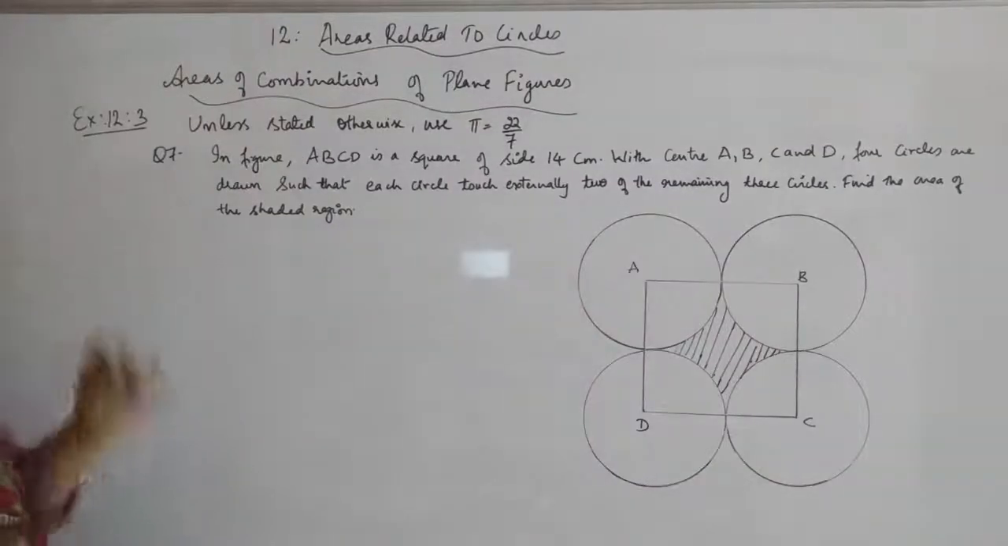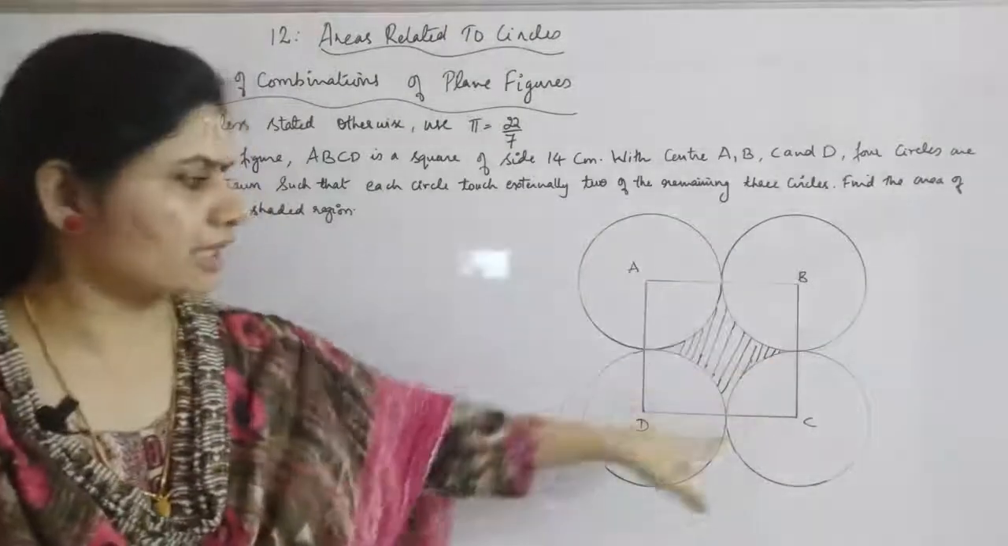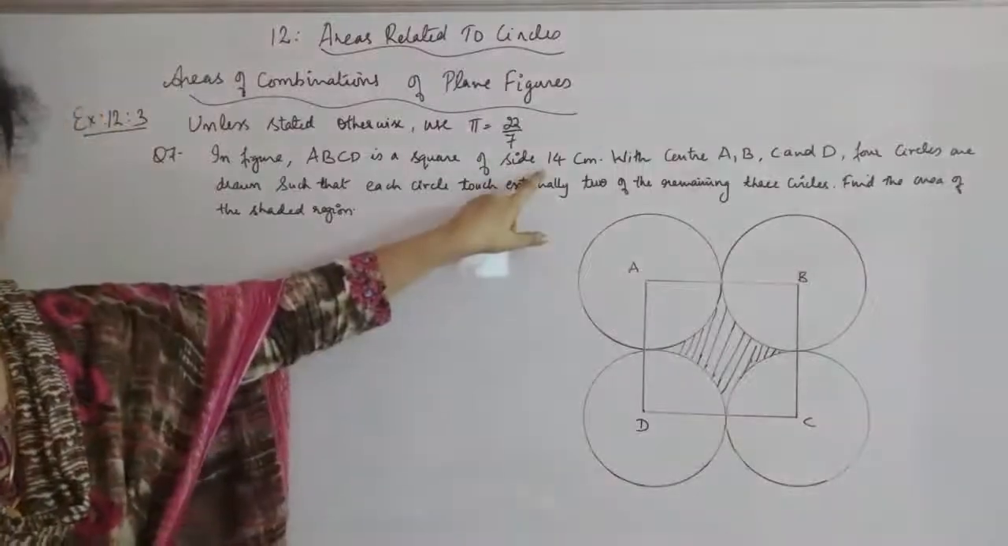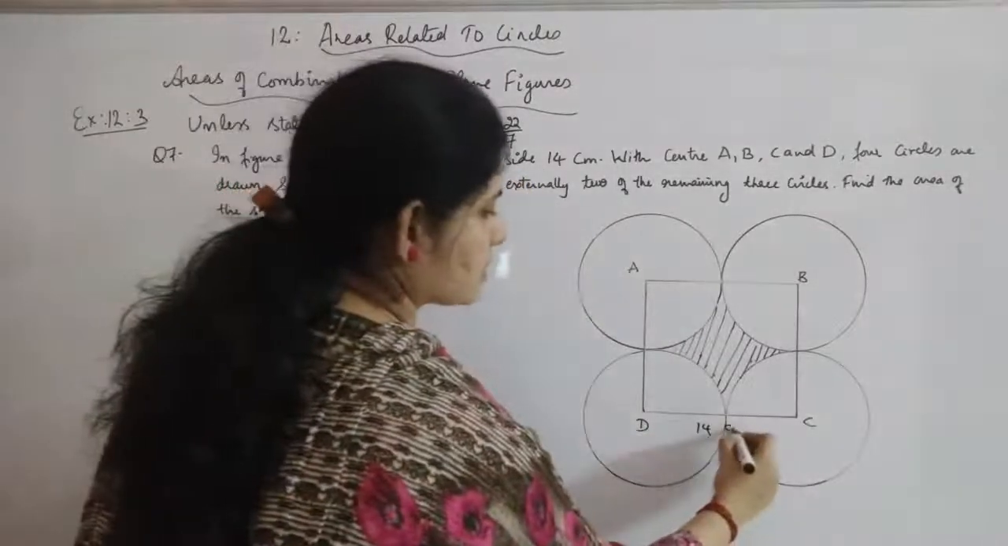Question number 7 is, in the figure ABCD is a square of side 14 centimeter. With centers A, B, C and D, 4 circles are drawn such that each circle touches externally 2 of the remaining 3 circles. Find the area of the shaded region. So what is the meaning? First a square is given with side as 14 centimeter. So this one is given to be 14 centimeters.